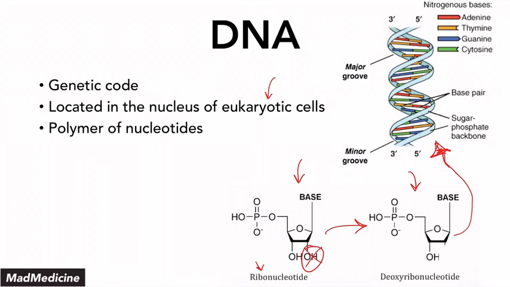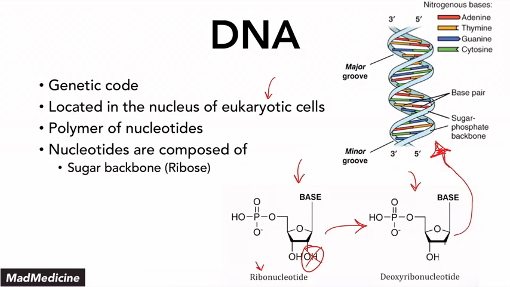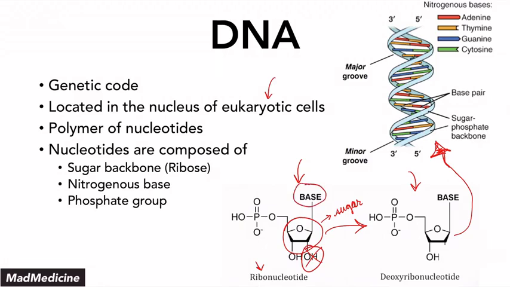Ribonucleotides will form RNA. And nucleotides themselves are composed of a sugar backbone, which is this right here. It's usually a ribose sugar, and then you have a nitrogenous base located right here, and then you're going to have a phosphate group, which is right here. That is what a nucleotide is composed of.